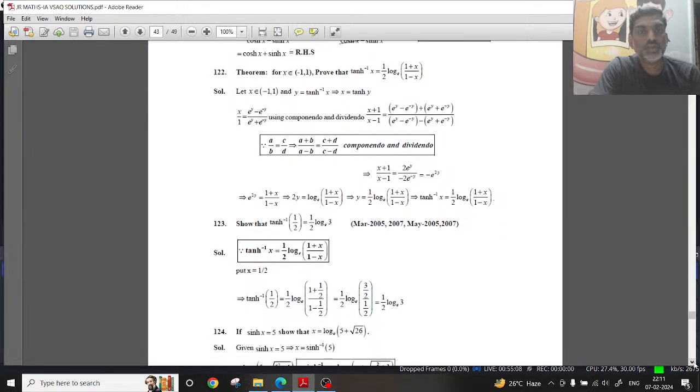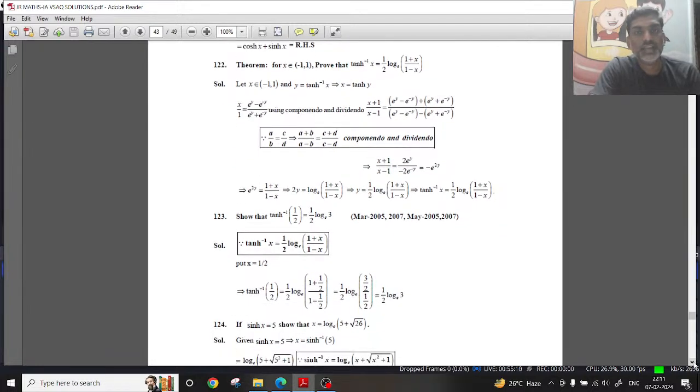And question number 122, tan h inverse x formula proof. This is proofs. Previously they asked, so better learn it. Let x belong to (-1, 1) and y equal to tan h inverse of x. Then x will be tan hy. X will be tan hy.